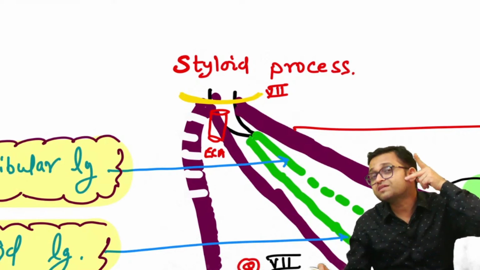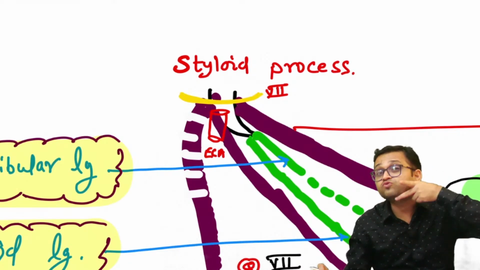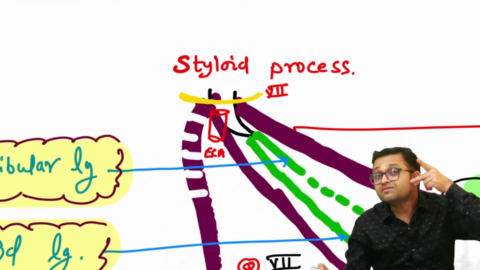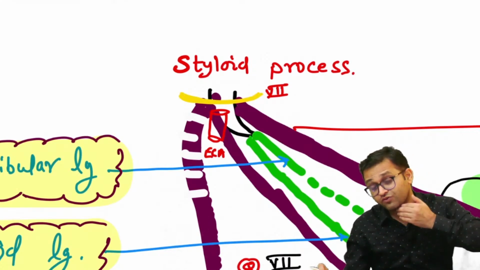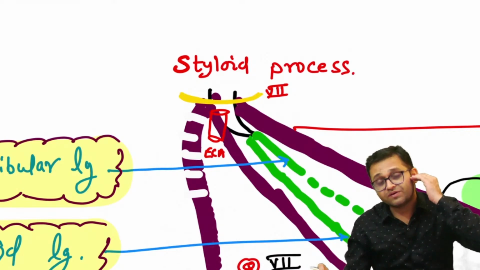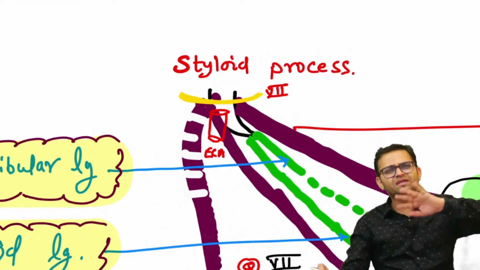So faciotemporal. Another is from the facial nerve to the cervical area, so you can say the faciocervical. Also, a few authors will use different terms like cervicofacial, zygomaticofacial, and temporofacial.